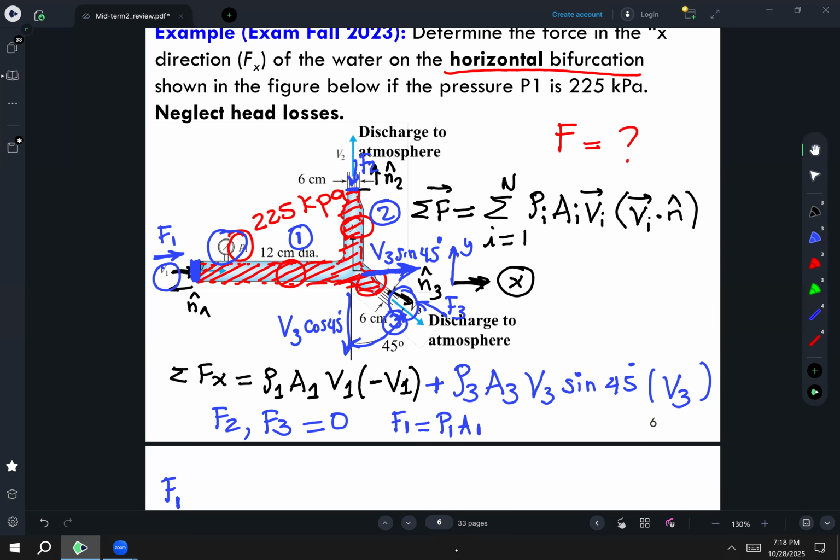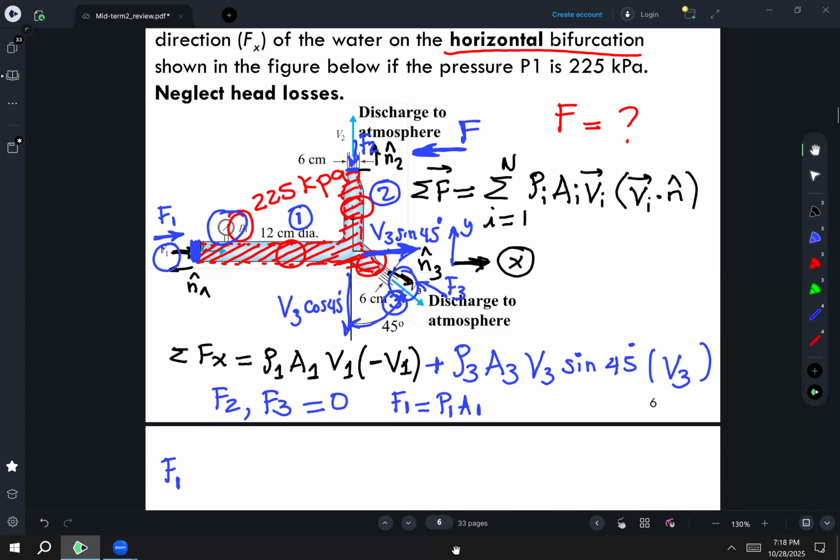So if that's the case, we can say the reaction of the pipe to the control volume could be to the left. We can assume that the water is trying to push to the right, and the reaction of the pipe will be, of course, to the left. So if that's the case, the force F will be negative because it's pointing towards the negative x direction. So it's going to be F1 minus F.